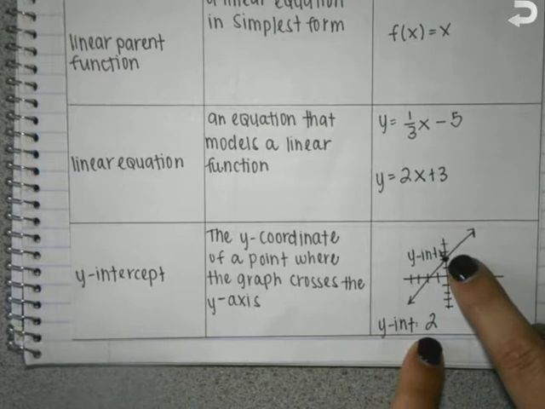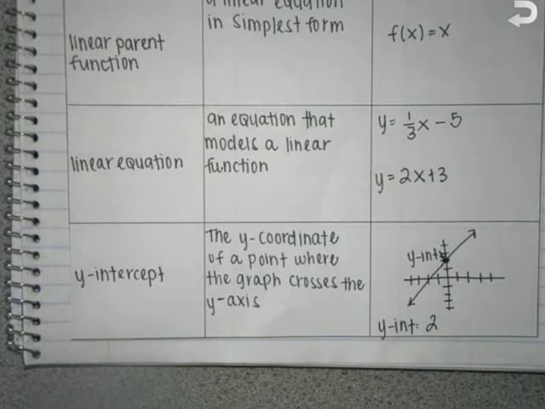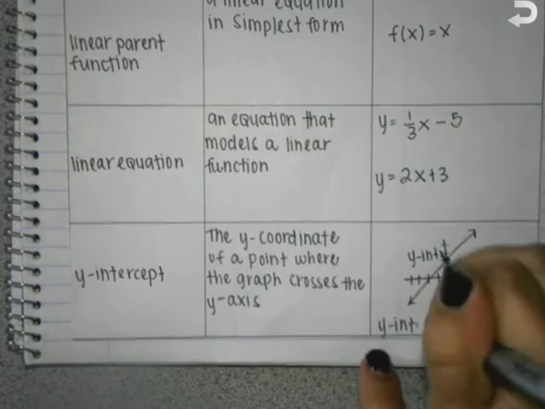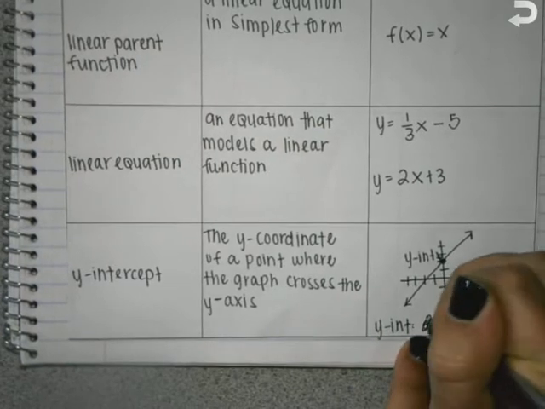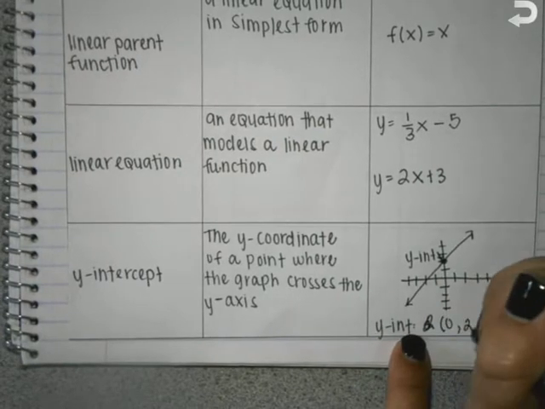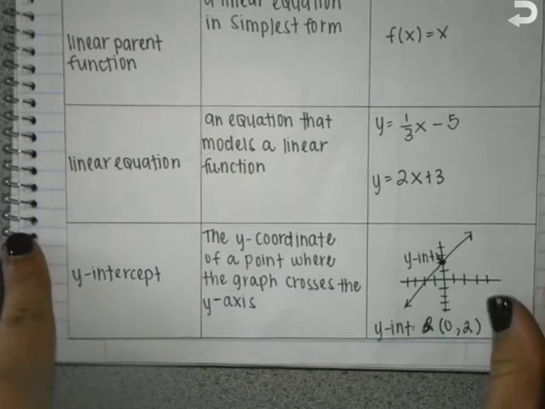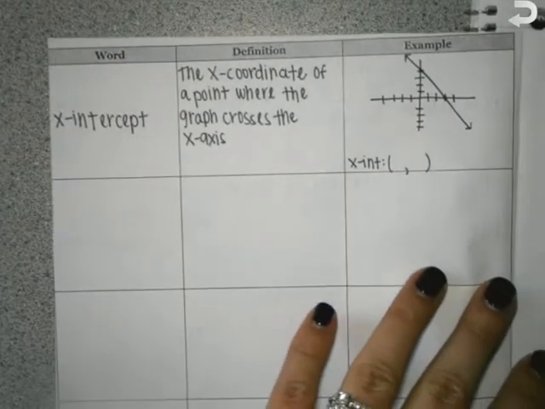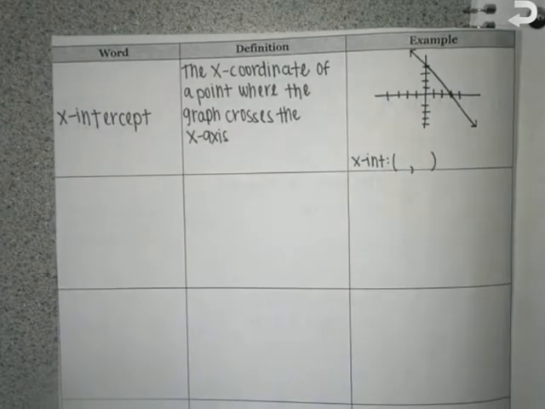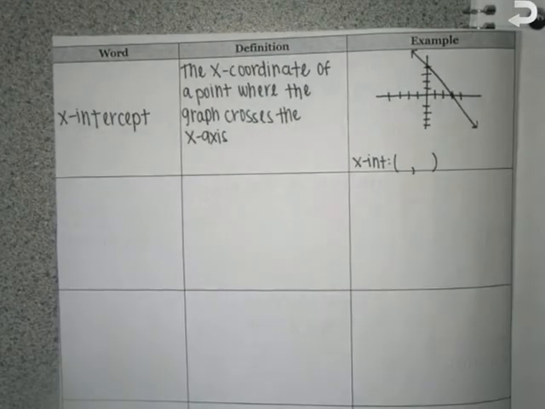So on the example that we gave, the y-intercept was at 2, but if we wanted to write it as a coordinate, it would actually be at (0, 2), right? So what we are going to add today is the x-intercept. The x-intercept is the x-coordinate of a point where the graph crosses the x-axis. That should make sense.